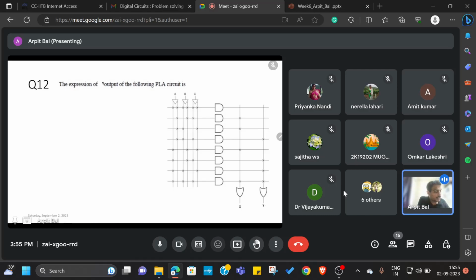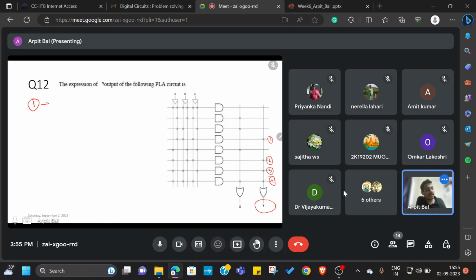Okay, so the next question is related to figuring out the output Y of this particular PLA circuit. Let's start by calling this 1, this 2, this 3, this 4.